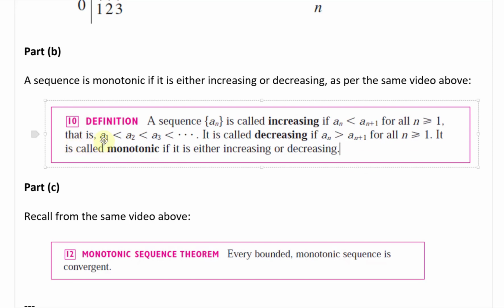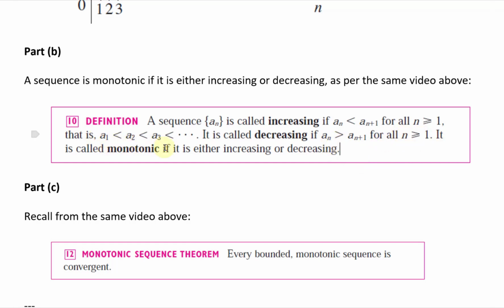That is, a_1 is less than a_2 and less than a_3. In other words, a_2 is greater than a_1, a_3 is greater than a_2. So you're always increasing the terms like that. And it is called decreasing if a_n is greater than a_(n+1). So in other words, the next term is smaller than the previous. So it's getting smaller and smaller, for all n greater than or equal to 1.